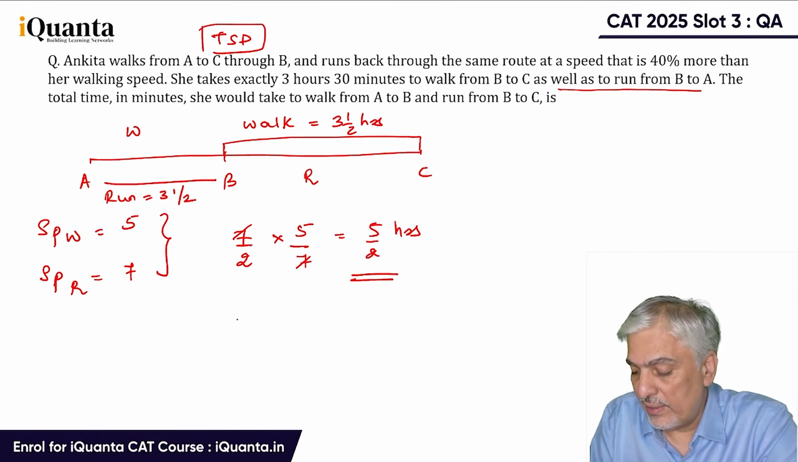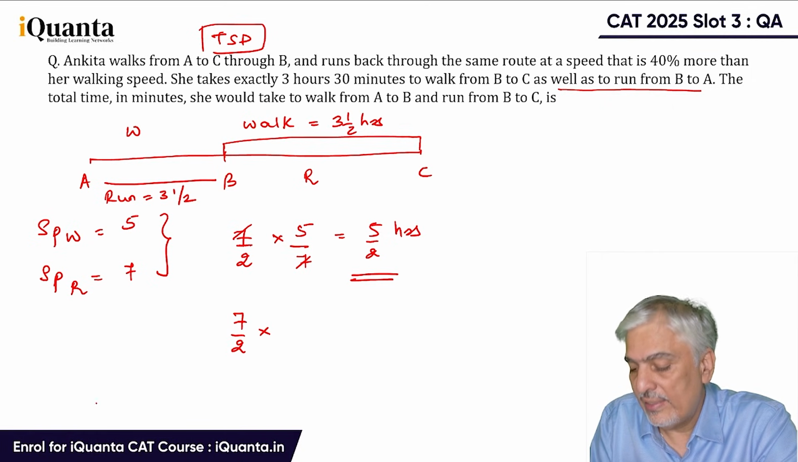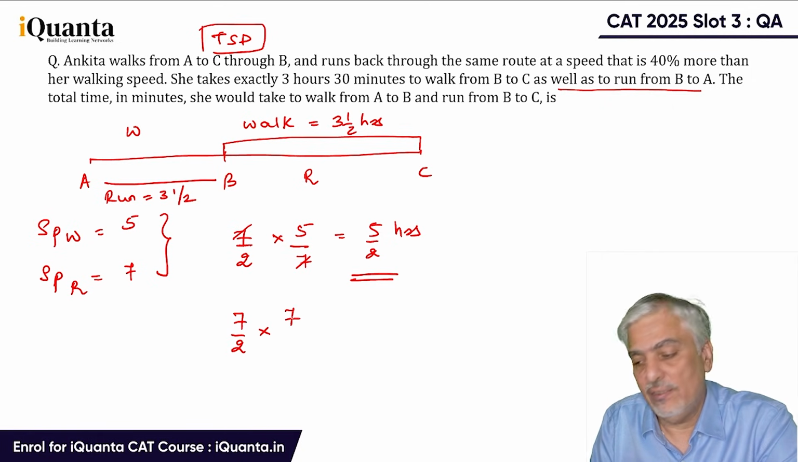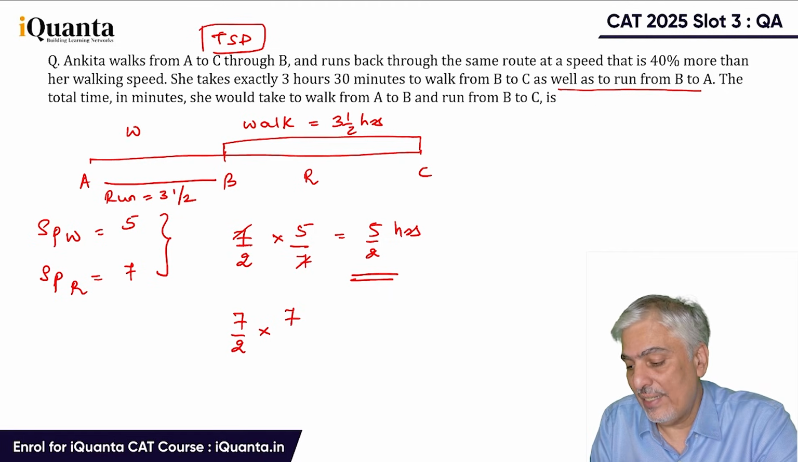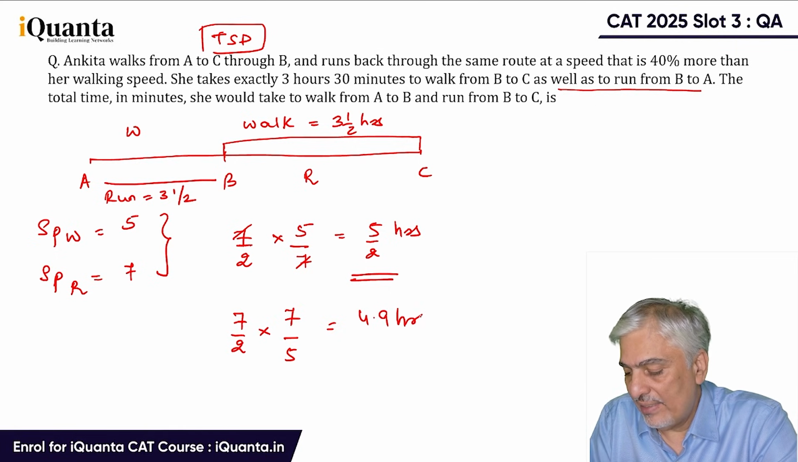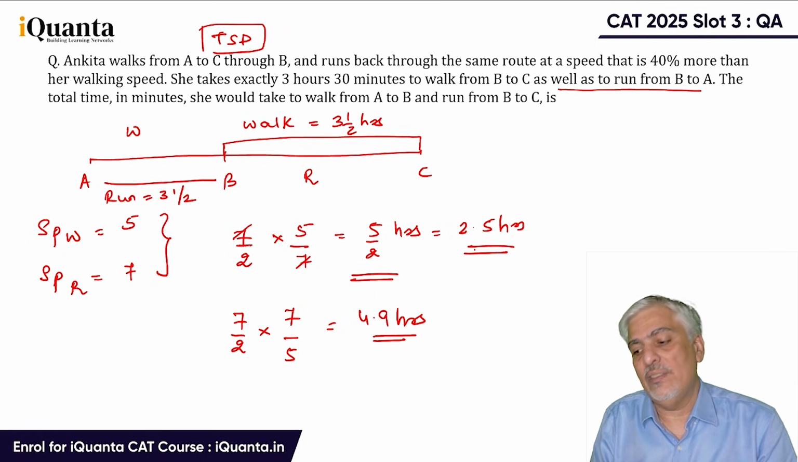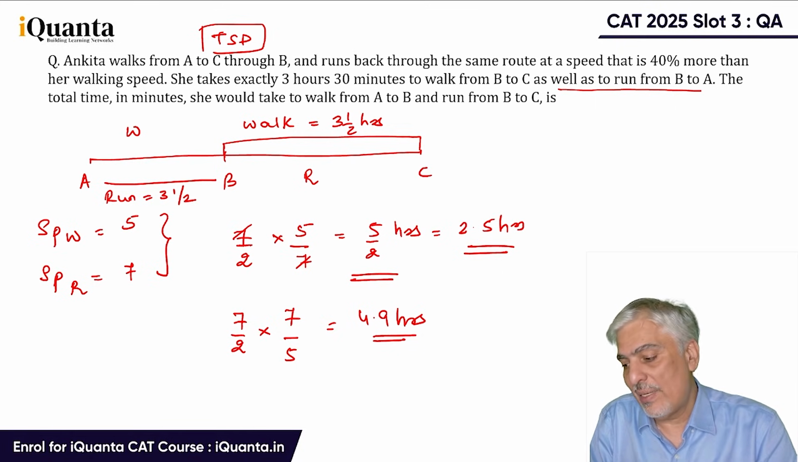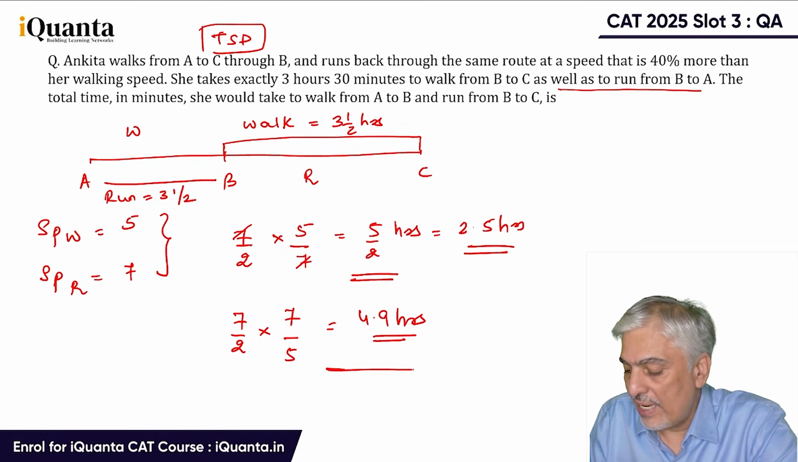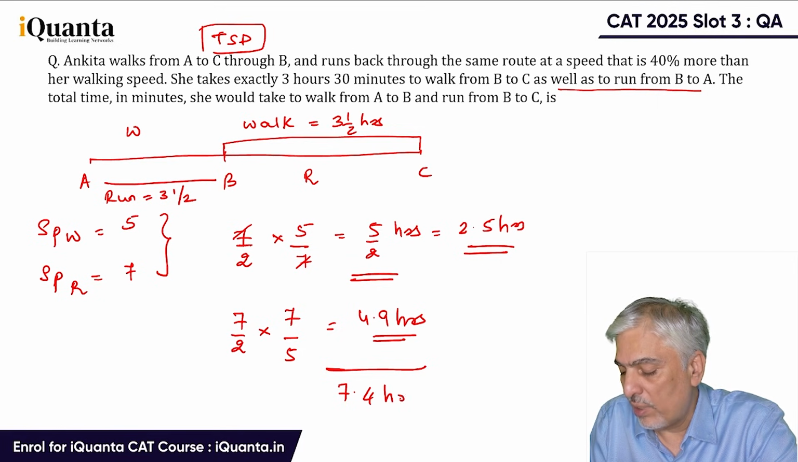Exactly opposite if I do over here. For this 7/2 hours, at a speed of 7, she is running. So at walking, she'll take more time. So she takes 49/10 or 4.9 exactly hours. So 4.9 hours over here and 2.5 hours over here. So the running distance is now covered by walking in 4.9 hours, and the walking distance is covered by running in 2.5 hours. So the total time becomes 7.4 hours.